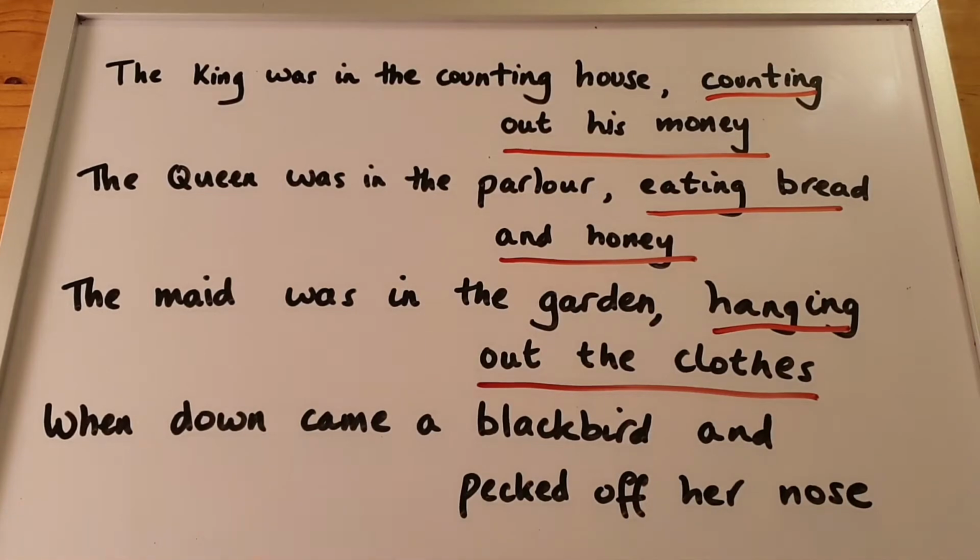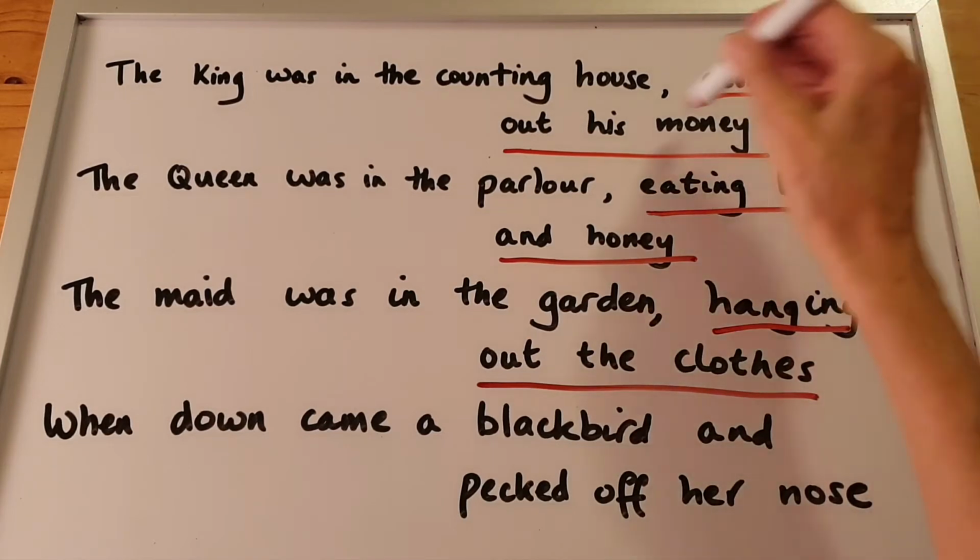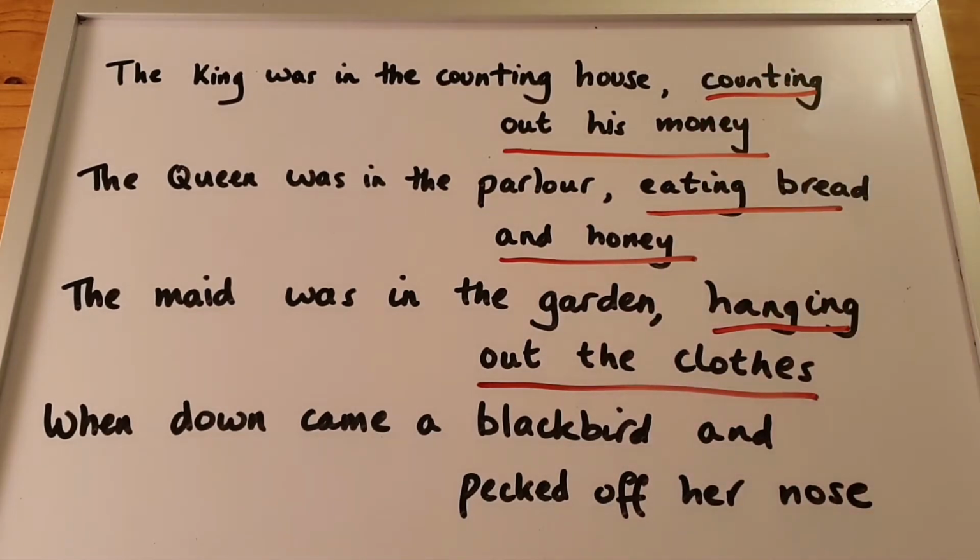Finally, when down came a blackbird and pecked off her nose. Two past simple. Easy peasy. So a lovely children's rhyme with ing clauses. Grammatically quite complicated, but it gets the children used to the language. I'm sure it's the same in your language.